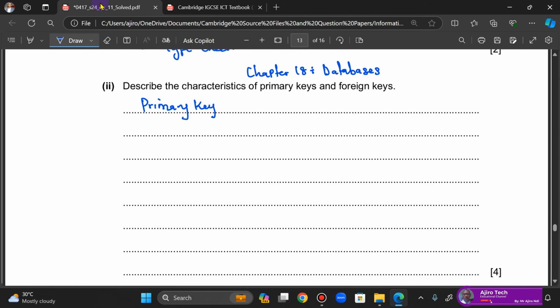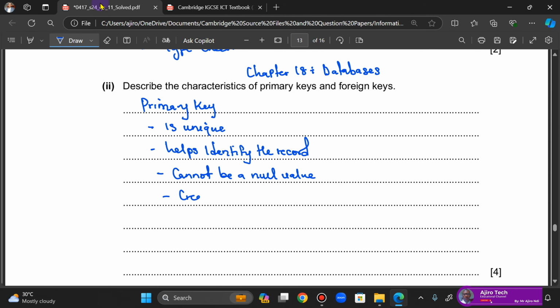So the primary key, one is unique. Again, it helps identify a record. Okay, it cannot be a null value. That simply means it cannot be empty. Okay, it helps create relationships. Now I've given more points than I should, so this will be others.